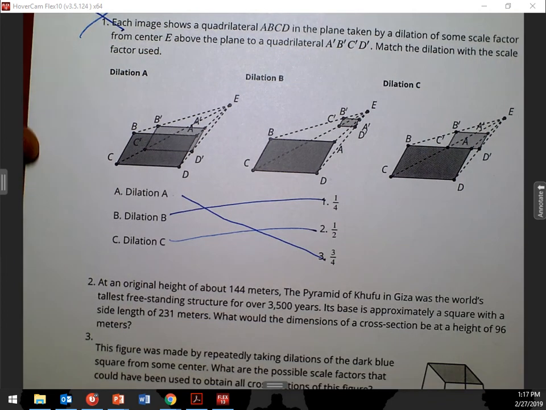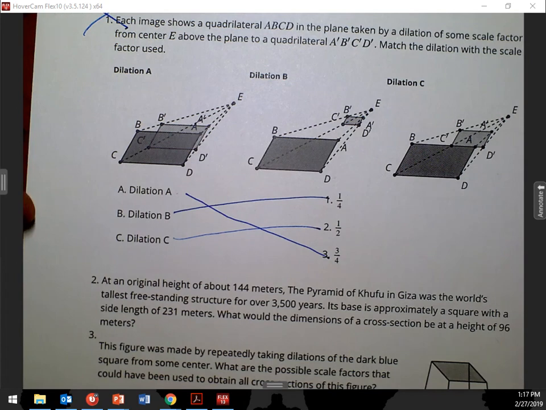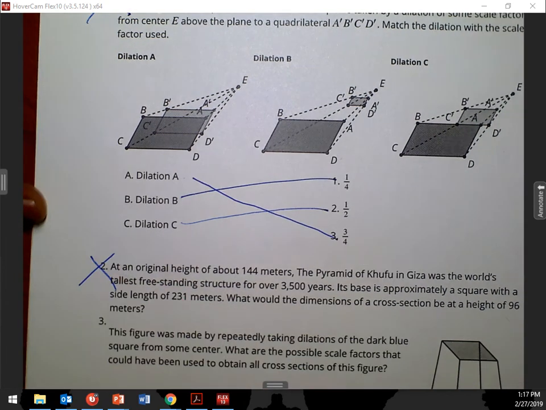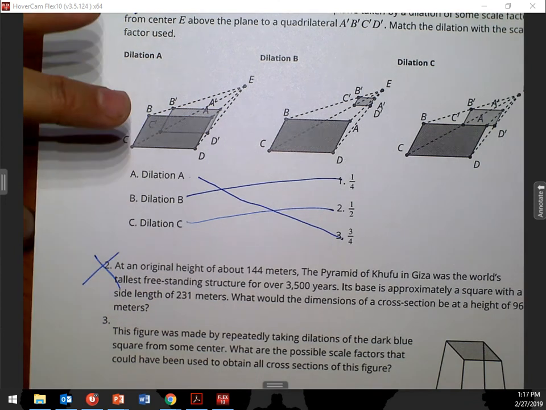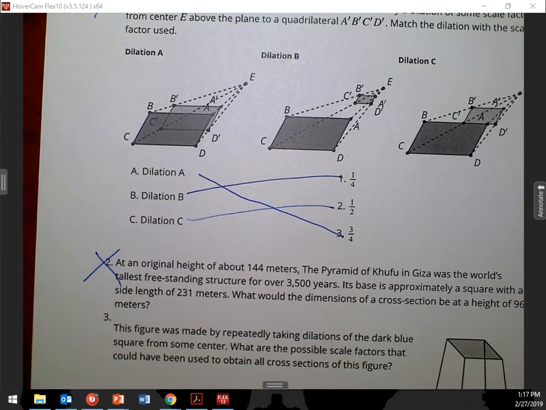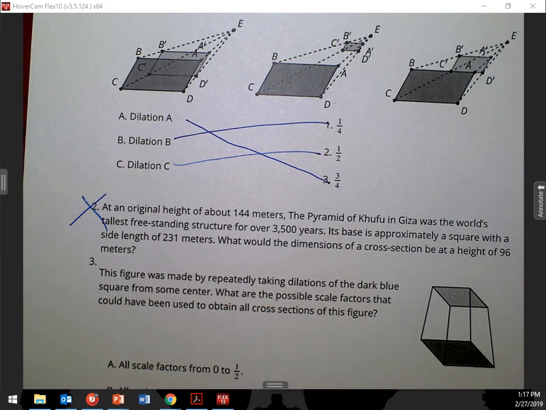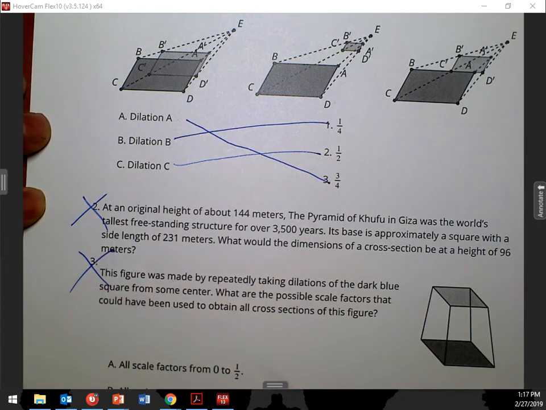So, I'm telling you, dilation scale factor is not on there. Wait, dilation and scale factor? Okay, why'd you tell me this was right and it was wrong? I told you the right answers. I don't know what you wrote down, though. Yes, you told me what the right answers were. Okay, bro. All right, so don't worry about this.